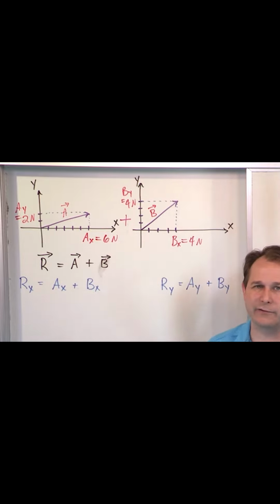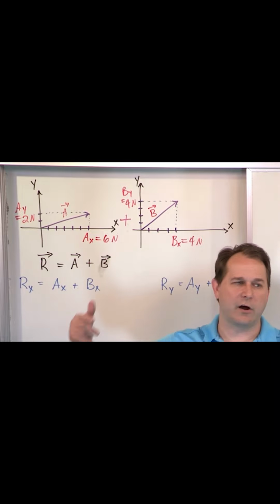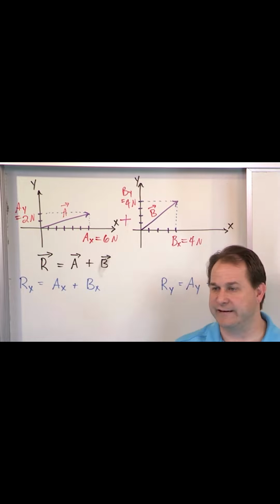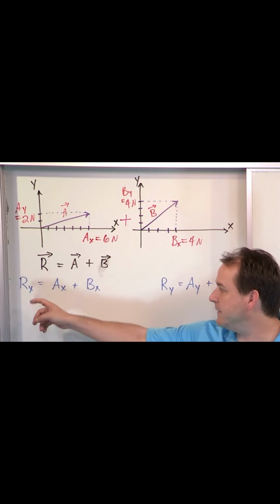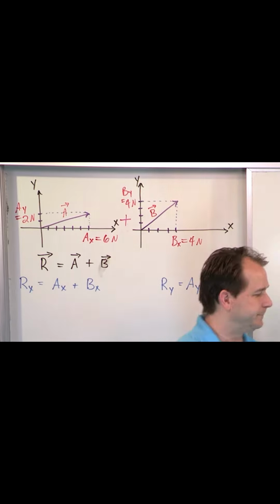Now I only have two vectors here, but this process works no matter how many vectors you have. Let's say I have 10 vectors. It's all a bunch of different forces or something pushing on a bowling ball. Well, to find the resultant vector, instead of writing all those arrows, I just add up all the x components. That's going to be the x component of the answer. All the y components, that's going to be the y component of the answer.